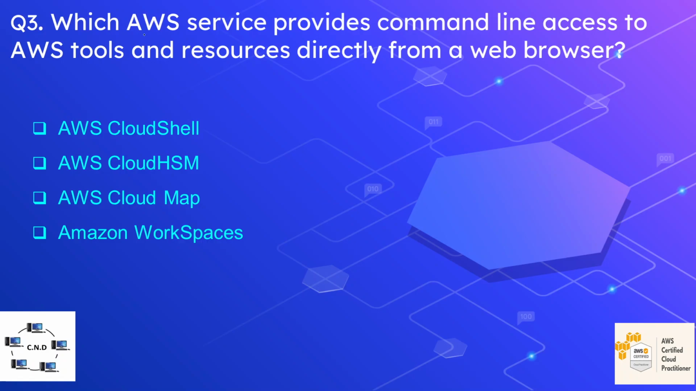Question number three: which AWS service provides a command line to access AWS tools and resources directly from a web browser? The keyword is command line. The options are: option A, AWS CloudShell, option B, AWS CloudHSM, option C, AWS Cloud Map, and option D, Amazon WorkSpaces. The correct option is AWS CloudShell, which provides the CLI, or command line, from inside a browser.